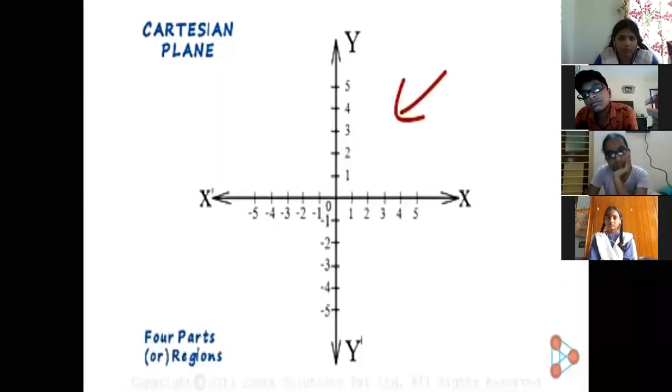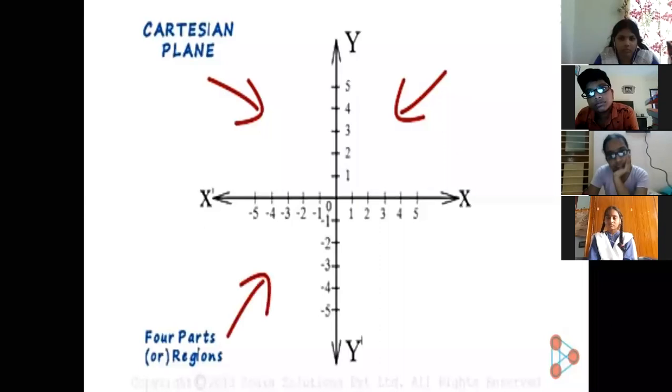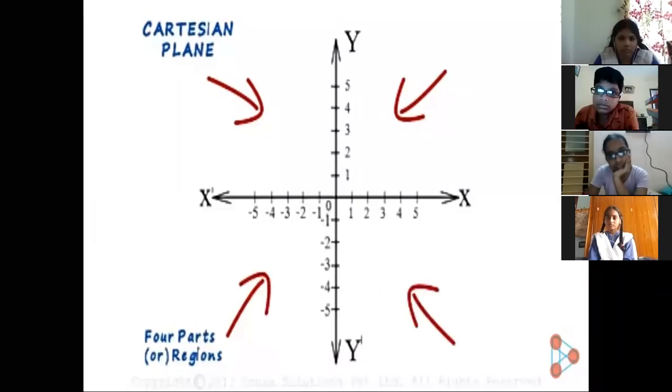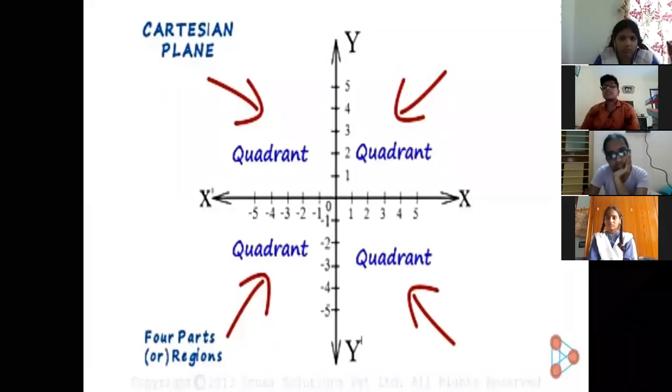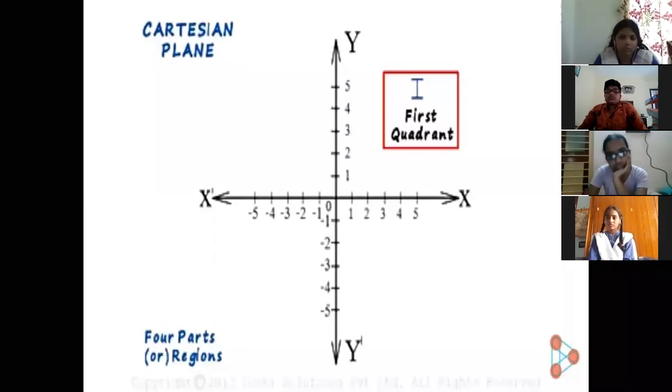So first one, this one, next this one, and next this one. These 4 are named in a particular manner. These 4 are known as quadrants. This is called the first quadrant. In this first quadrant, both x and y are positive.